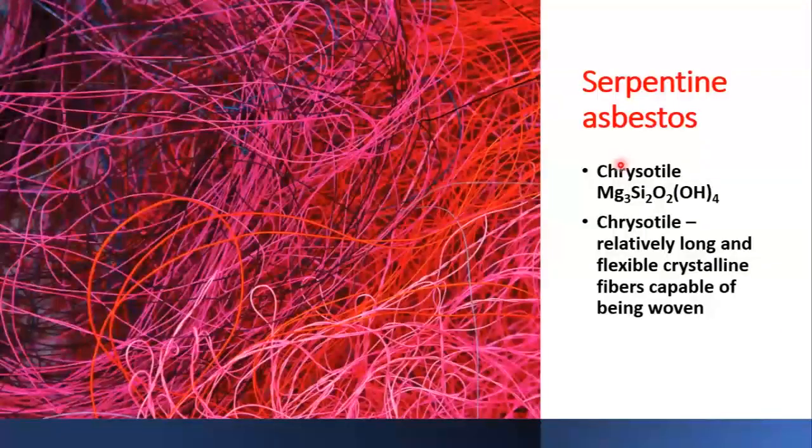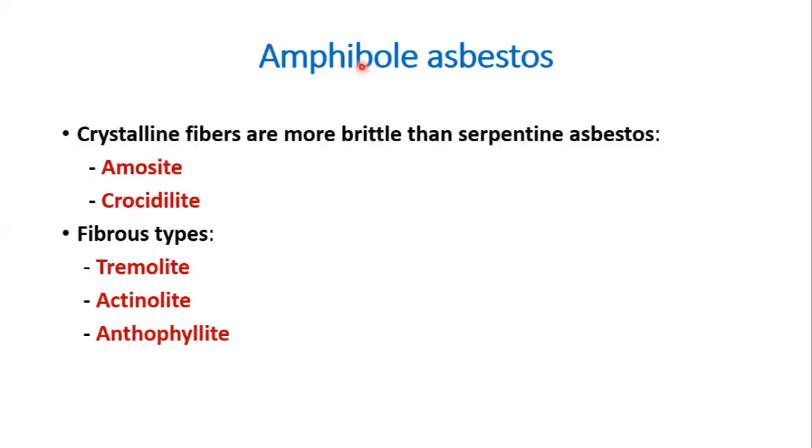Right. So the point I was making here is that the serpentine group has just one asbestos fiber type, which is chrysotile. And then you have the other 5, which is amphibole asbestos: amosite, crocidolite, etc.